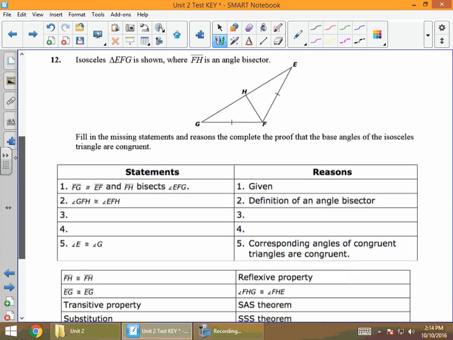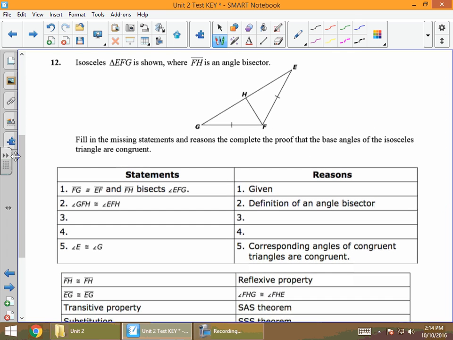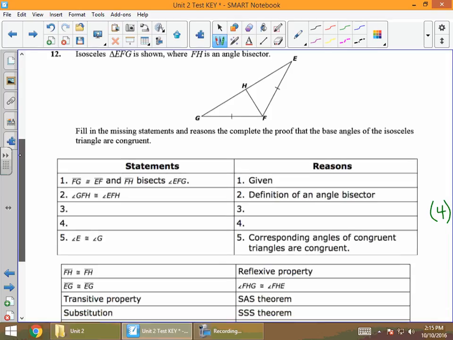All right, as I take a look at question number 12, it says isosceles triangle EFG is shown where FH is an angle bisector. And it has a little 5-step proof, and I need to fill in 2 pieces of the proof. You're going to get 2 points for the 2 statements. You're going to get 2 points for the 2 reasons. So this is worth 4 total points. So let's take a look at this proof and see what we're dealing with.